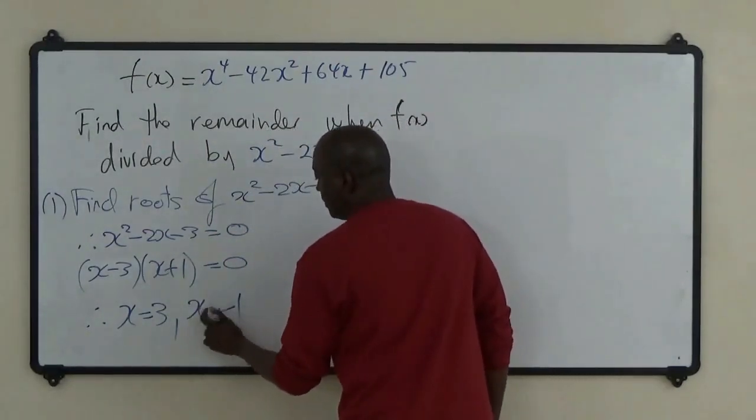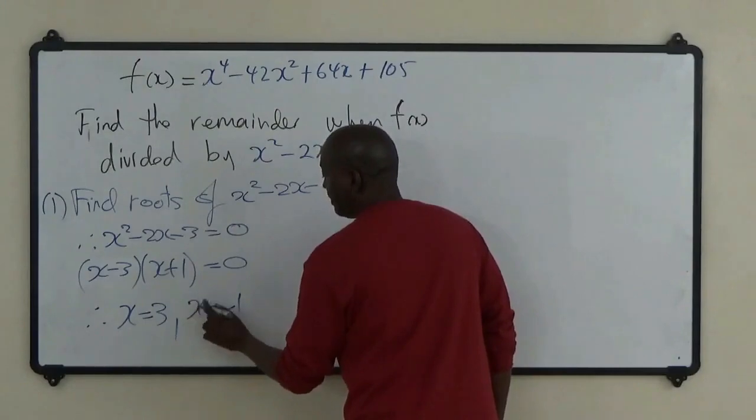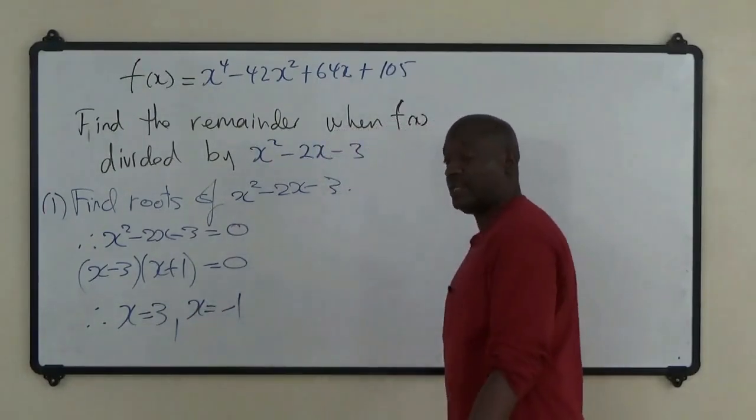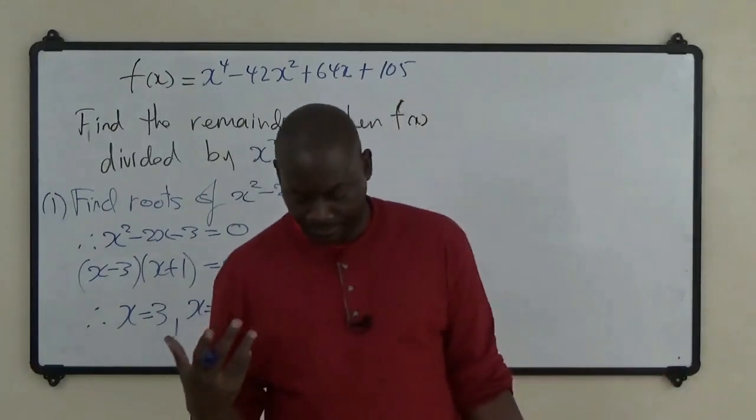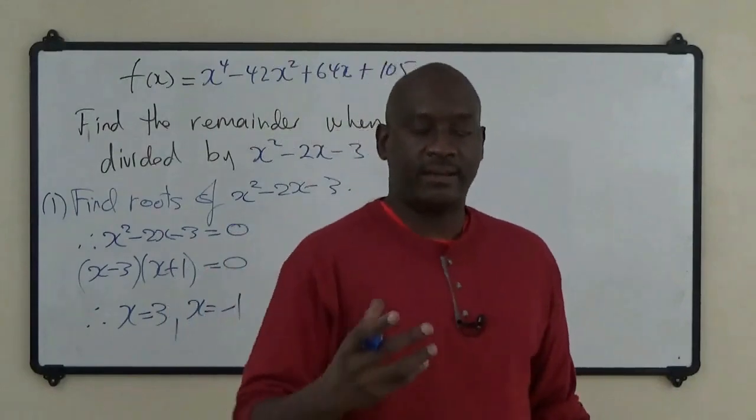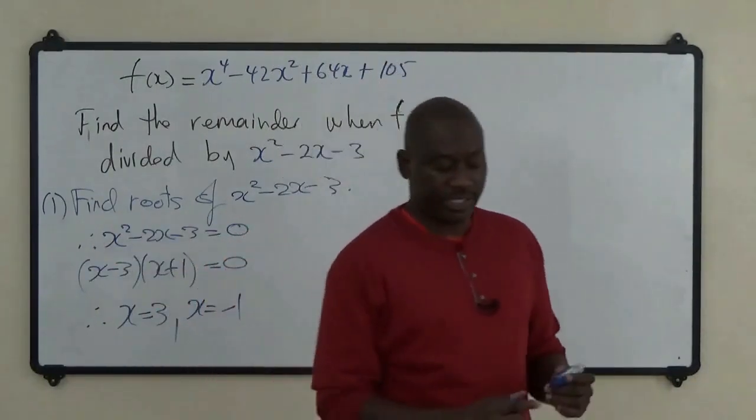So we have two roots because we divided by a quadratic. If we divided by a linear, we would have one root. If we were dividing by a cubic, we would have 3 roots. If we were dividing by a quartic, we would have 4 roots, etc.